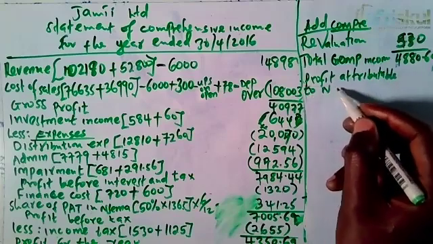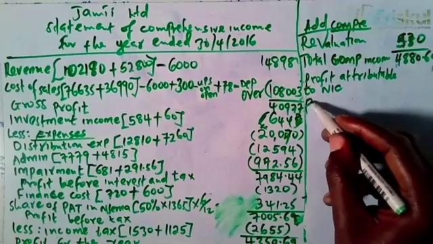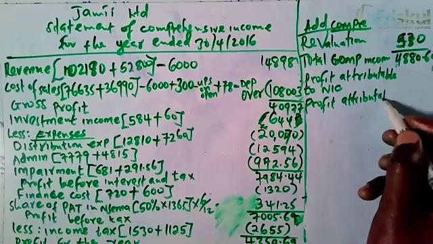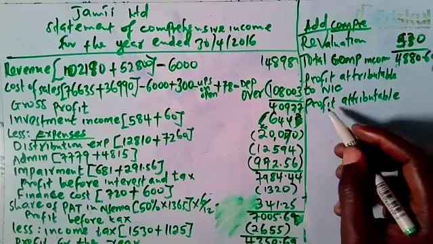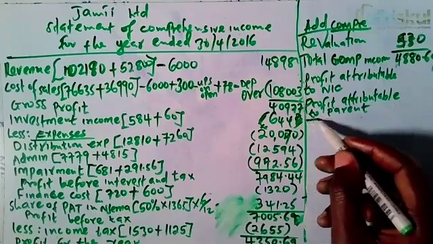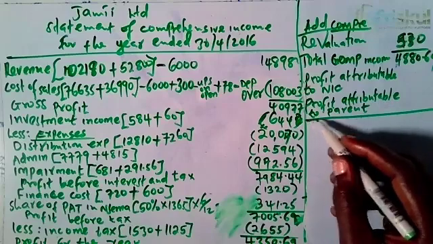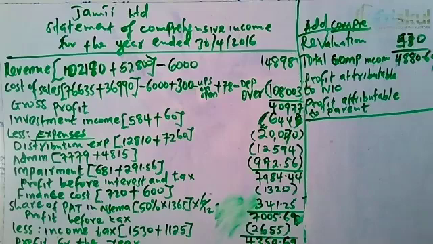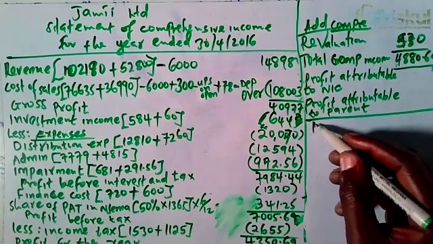After getting that, you say profit attributable to NCI, then profit attributable to parent. So how can you get the profit attributable to NCI? Remember that NCI in this scenario is the portion which is unacquired in the subsidiary. So you can't take the percentage directly. Some students take the percentage, for example 20%, and multiply with this. You can't do that. First you need to adjust the profit.